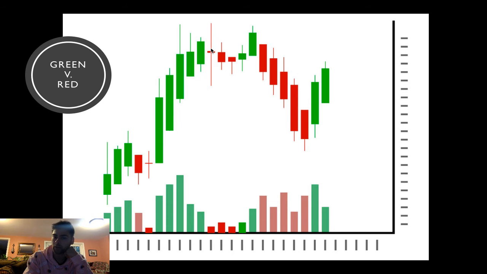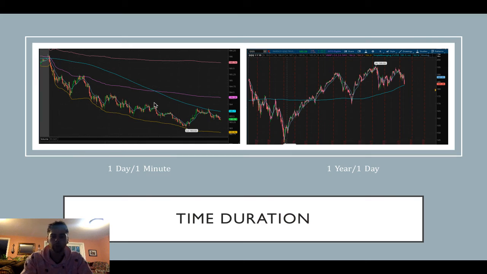It doesn't show much direction. Whereas if you look back at this one, this is definitely bullish. It has a very large box. You see? So now we're going to keep it going here, and we're going to talk about time duration.